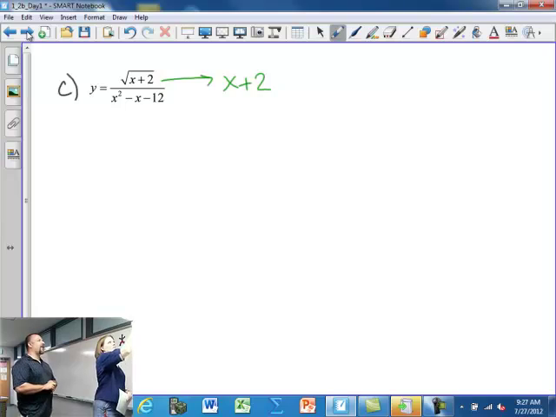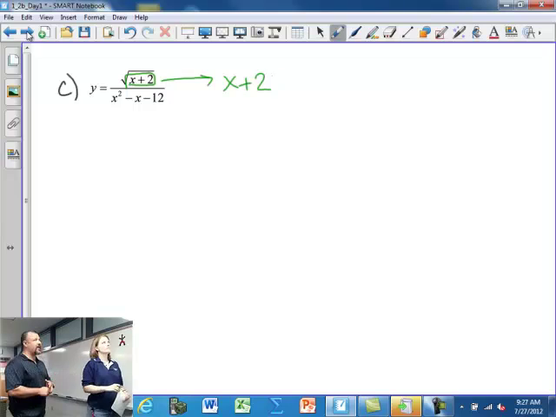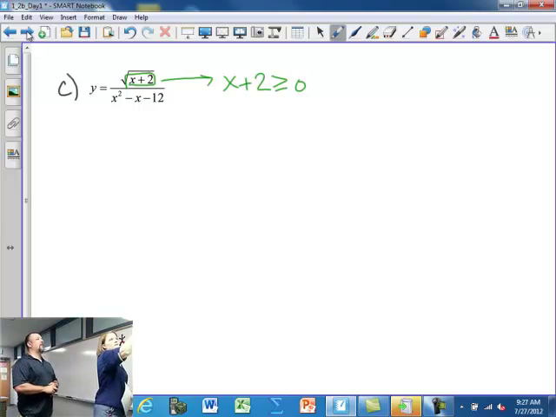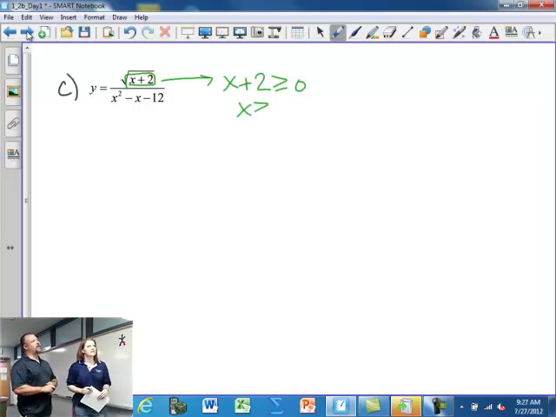All right, now, what do we know about square roots? Well, we can't have negatives, so we have to have x plus 2, the inside, be greater than or equal to 0. It's okay to have zeros inside of a square root, because the square root of 0 is 0, not in the denominator. The square root of 0 is just 0. A lot of students ask me that.